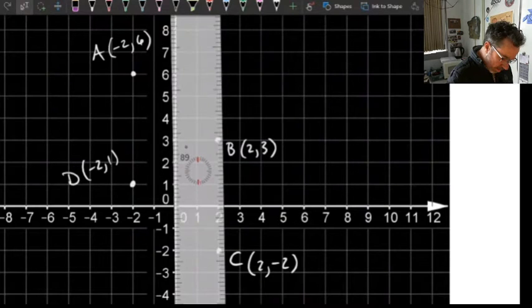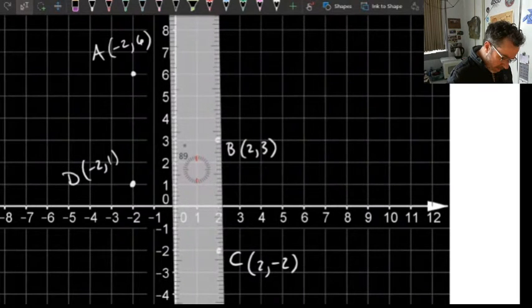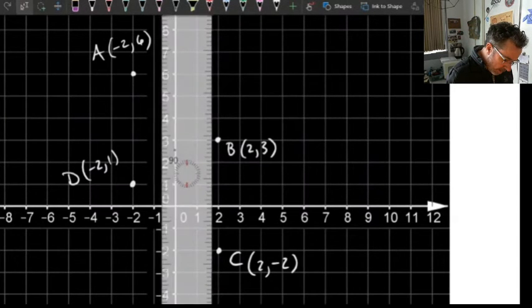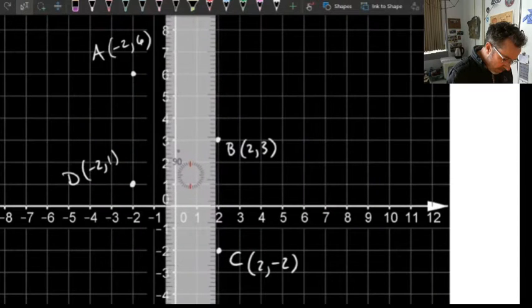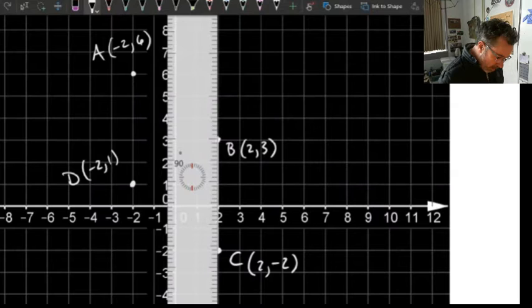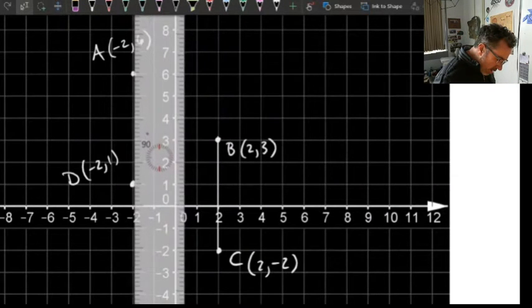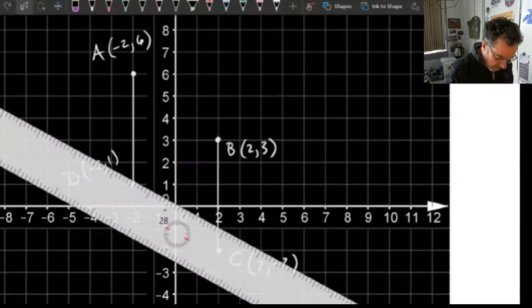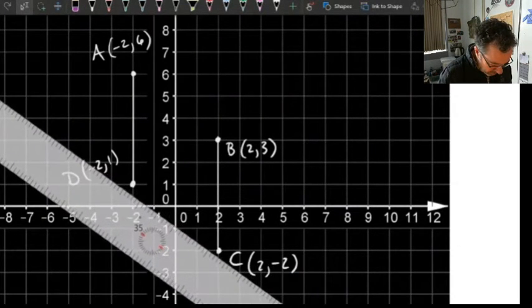Now I'm going to grab a ruler and connect these two dots here to draw segment BC. There we go. I'm going to do the same thing on the other side and connect the dots for AD. Beautiful. Rotate this thing up. Okay, this is interesting.